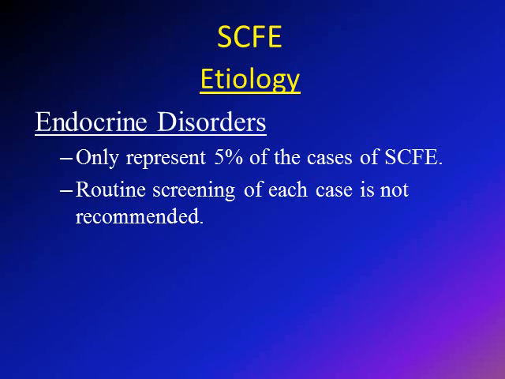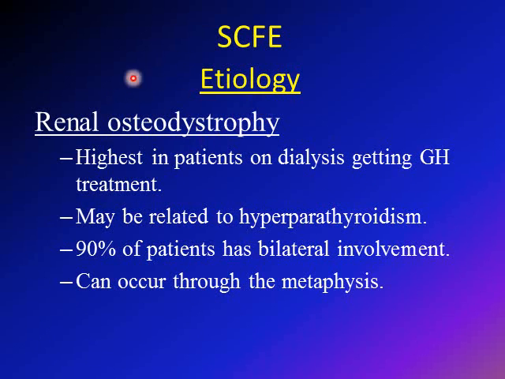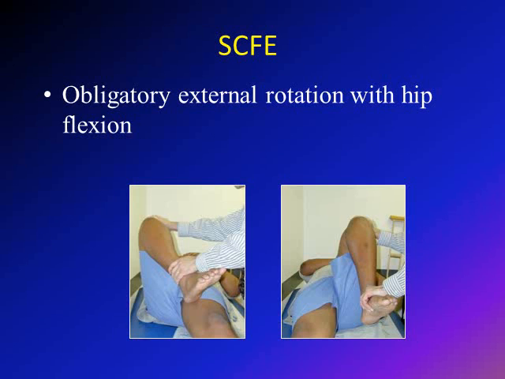Another cause of a secondary slipped capital femoral epiphysis is renal osteodystrophy, and it is highest in patients on dialysis getting growth hormone treatment. It may be related to the hyperparathyroidism that these patients have, and it is usually bilateral in about 90% of the cases, and it has a certain type of slippage. So this slippage sometimes does not happen through the physis as usual. It can happen through the metaphysis.